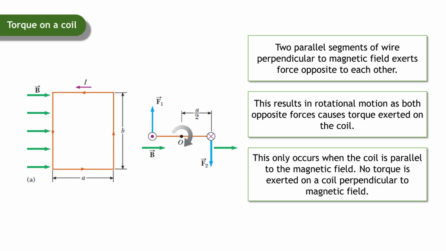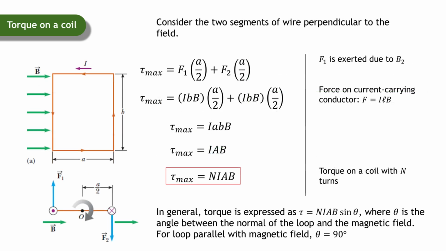We then shift to torque on a coil. When a rectangular loop of wire is placed in a magnetic field, the two segments perpendicular to the field experience forces acting in opposite directions, which create a torque causing the coil to rotate. This rotational torque only occurs when the coil is parallel to the magnetic field. If the coil is perpendicular, no torque is exerted.